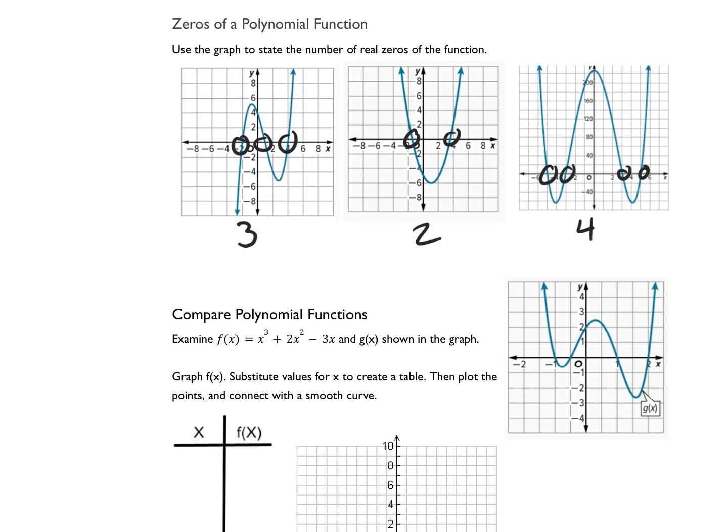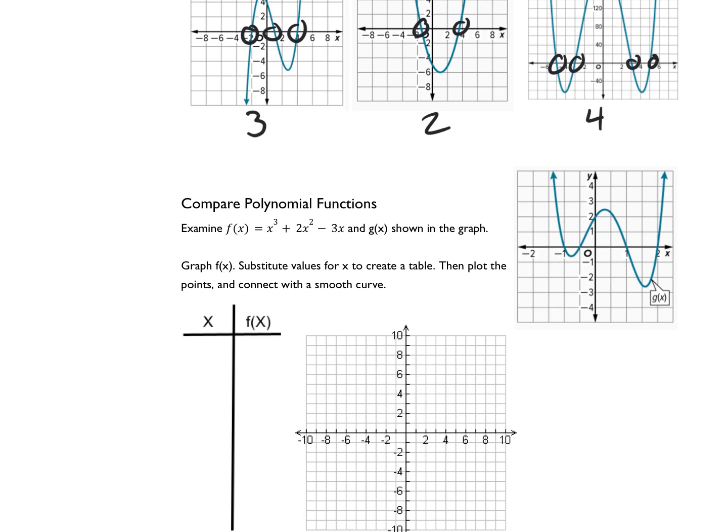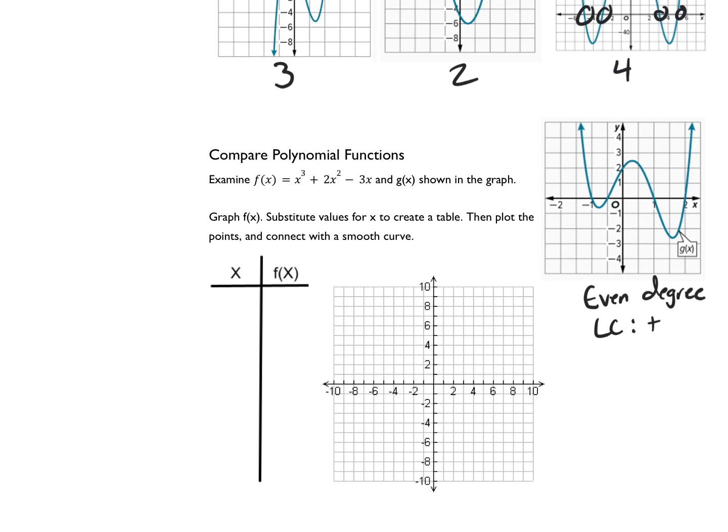Now, when we're going to compare polynomial functions, first let's look at g of x. G of x is shown here in the graph. You see g of x obviously has an even degree, and the leading coefficient is going to be positive because it's going up as we go towards positive infinity. So even degree, leading coefficient is positive. All right. So f of x is just a polynomial right now. We're going to have to make a graph ourselves out of that.